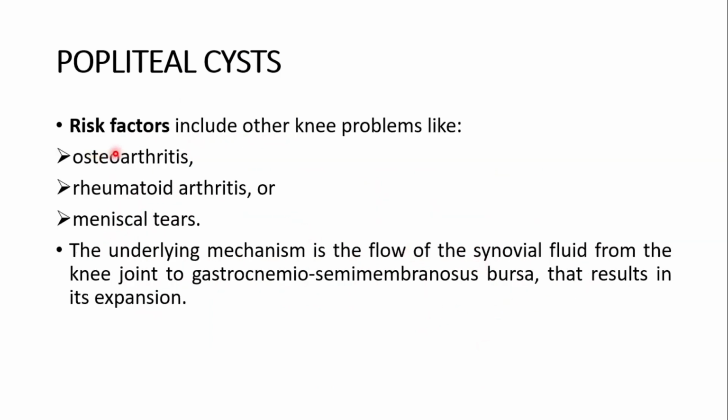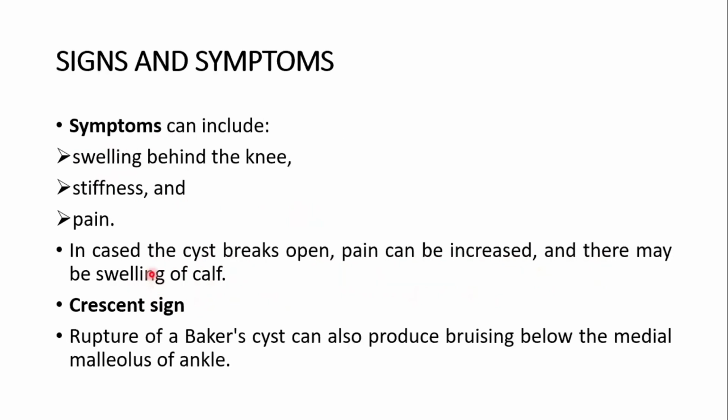So let's see what are the risk factors for the popliteal cyst. These are osteoarthritis, rheumatoid arthritis, and meniscal tears. The underlying mechanism is the flow of the synovial fluid from the knee joint to the gastrocnemius semimembranosus bursa. What is that bursa? The gastrocnemius semimembranosus bursa that results in its expansion. Shown you the picture already.